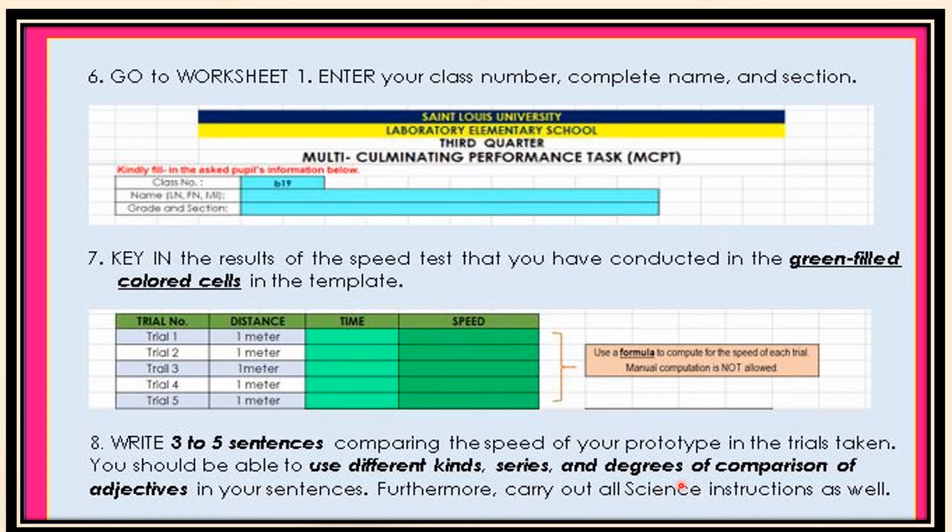And then you have to make use also of the 3 degrees of comparison that we have learned in class, particularly your positive, comparative, and superlative degrees of comparison of adjectives. Please have one example for each degree of comparison of adjectives in your sentences. Furthermore, you have to carry out all science instructions as well.